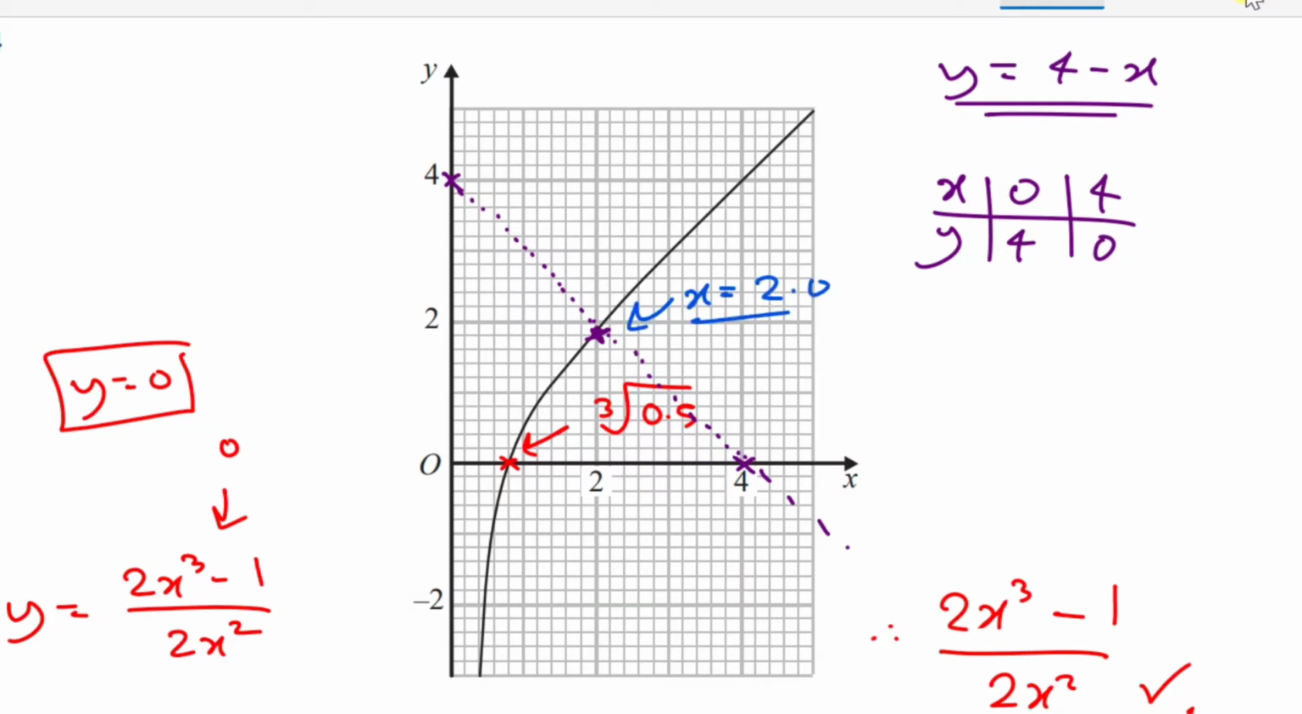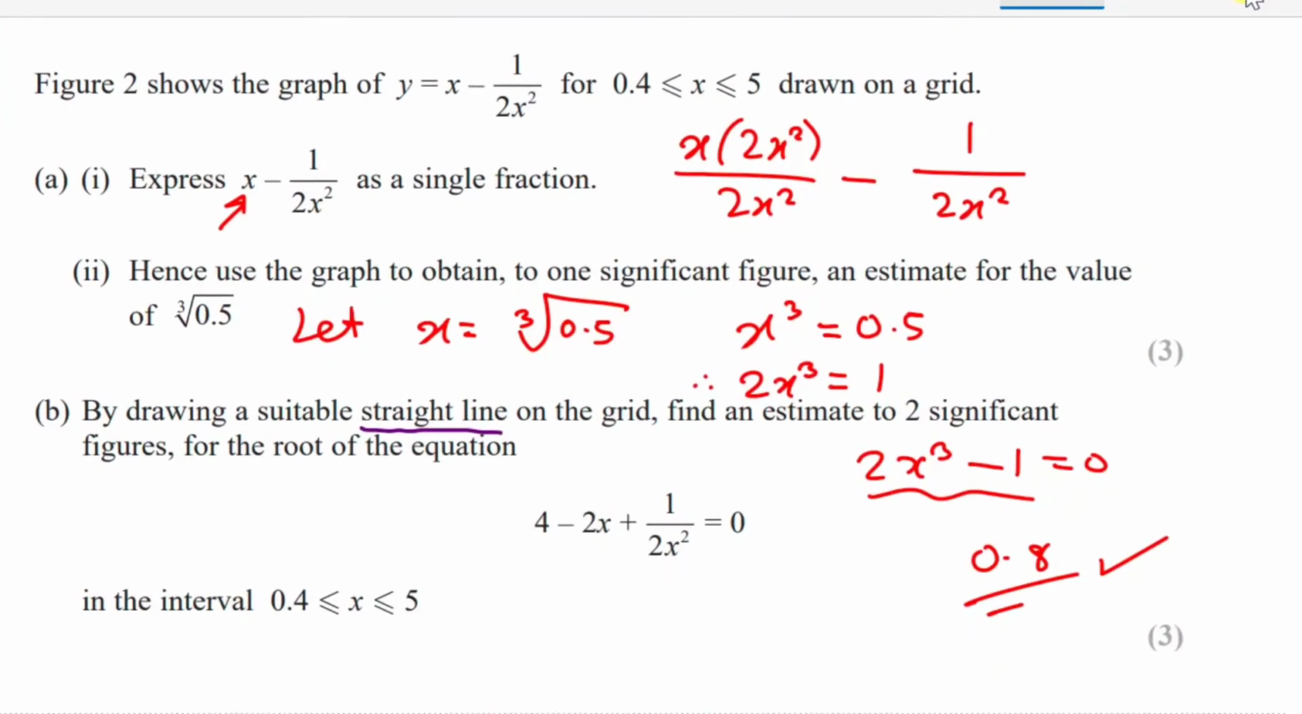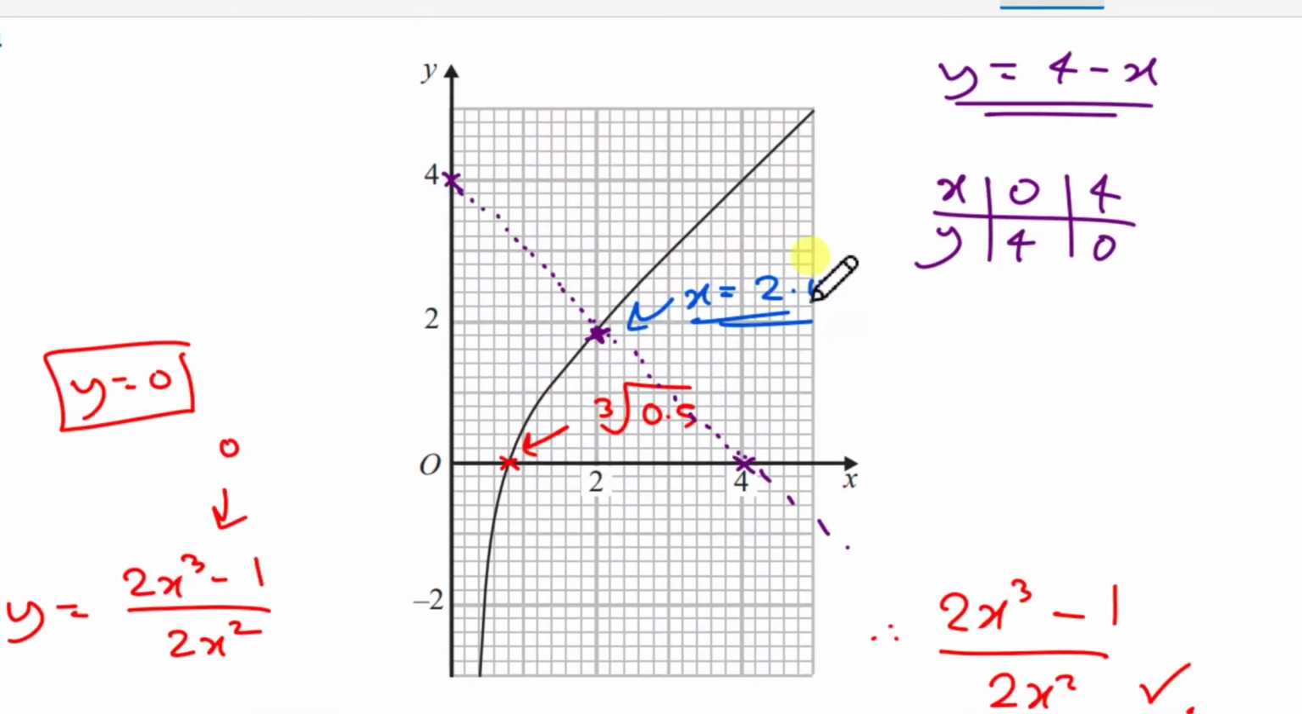But let's just say 2.0 because I think they said two significant figures? Yep, so 2.0. So if you wrote 2.0, you should get a mark. And that's it.